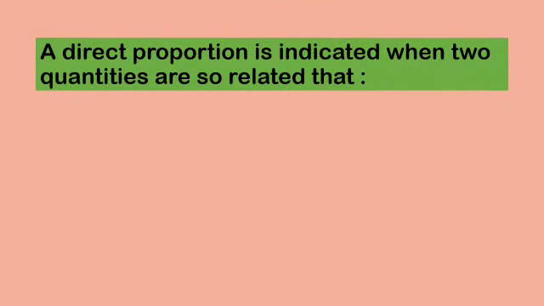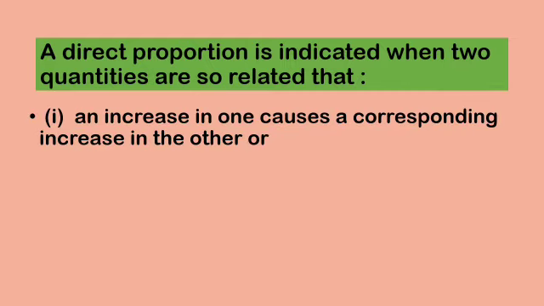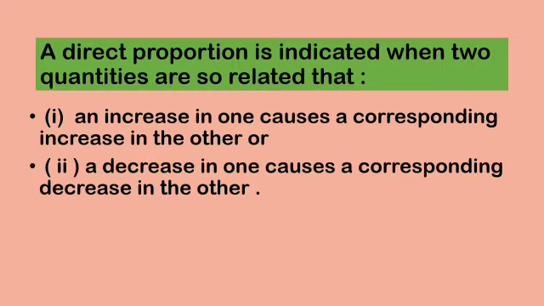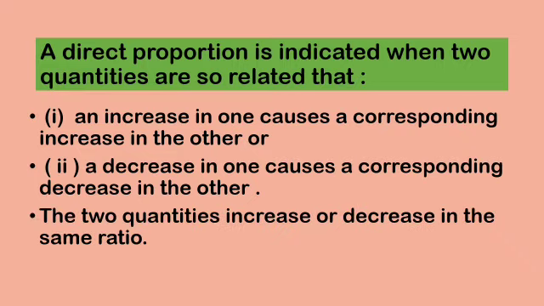A direct proportion is indicated when two quantities are so related that an increase in one causes a corresponding increase in the other, or a decrease in one causes a corresponding decrease in the other. The two quantities increase or decrease in the same ratio.